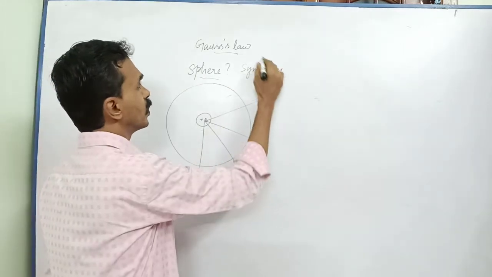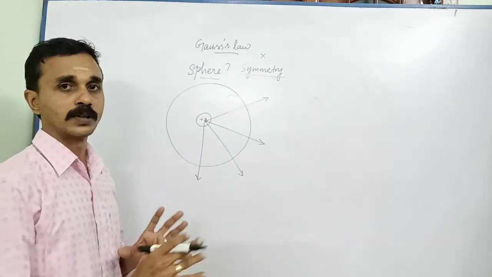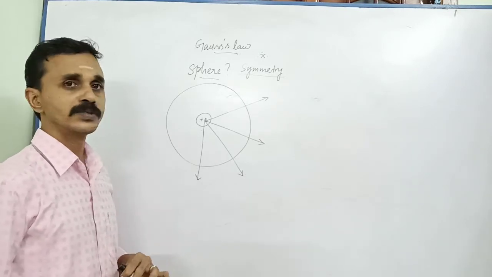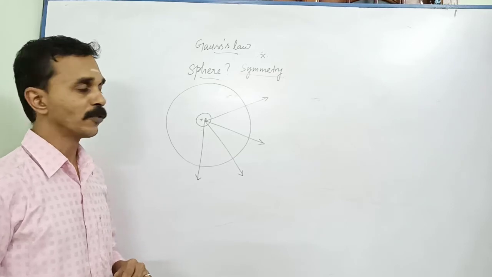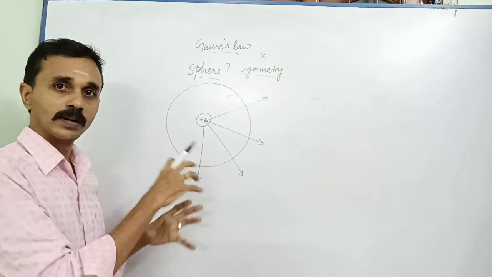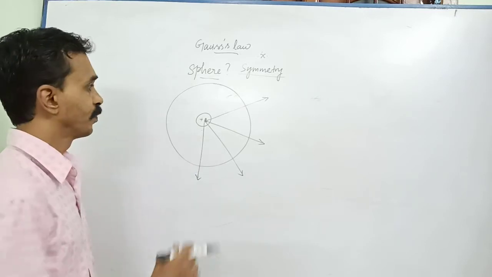Symmetry is very important to deal with Gauss law. To deal with Gauss law, we have to concentrate on symmetry. Without symmetry, we cannot incorporate this Gauss law. Okay.